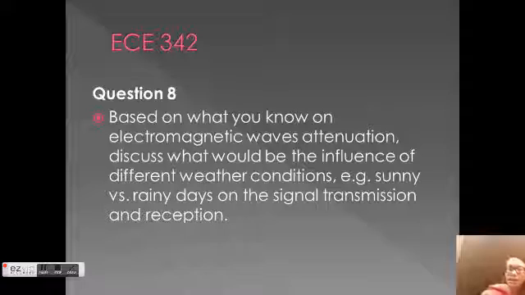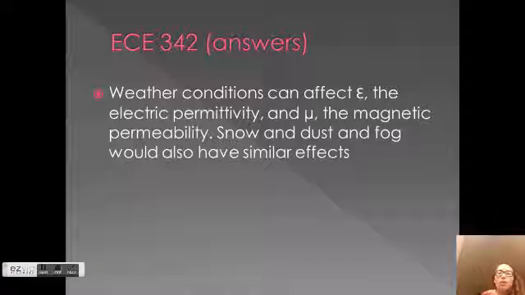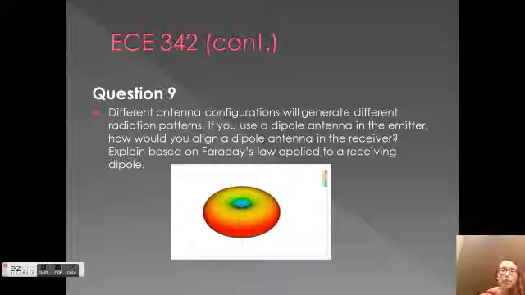Alright, now for question 8, it's an electromagnetics question. Based on what you know from electromagnetic wave attenuation, discuss what would be the influence of different weather conditions on signal transmission and reception. So we know that weather conditions can affect the humidity in the air, which can affect epsilon and mu, which is the electric permittivity and magnetic permeability, and that can obviously affect our signals. And snow and dust and fog will also have similar effects in this situation.